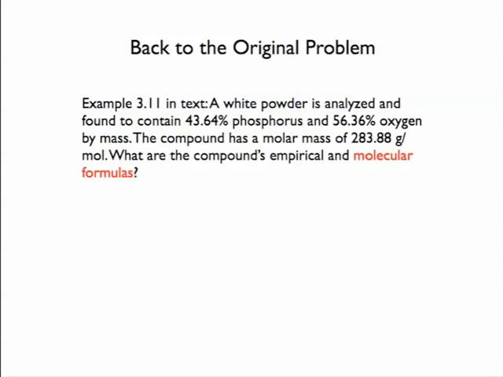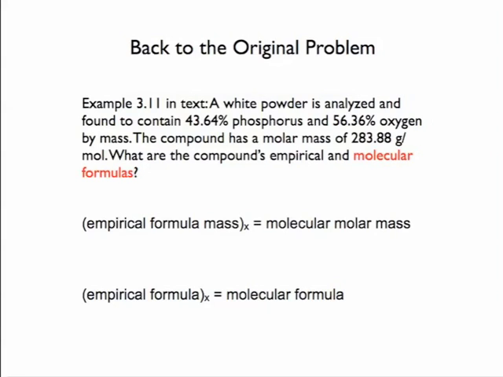Now let's look back at the original problem and note that we are looking for both the empirical formula and the molecular formula. So the equation for this is that the empirical formula mass times some whole number is equal to the molecular molar mass. In other words, the ratio of the molecular molar mass to the empirical molar mass is a whole number. This is also true for the empirical formula using the same ratio. So let's calculate this now.